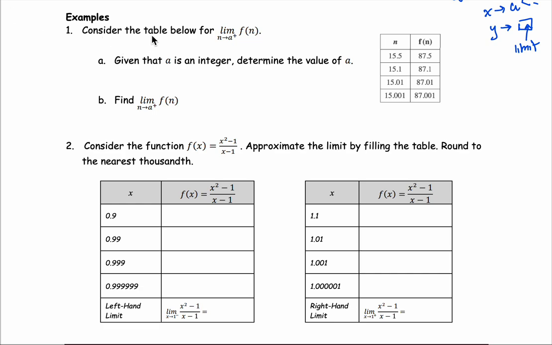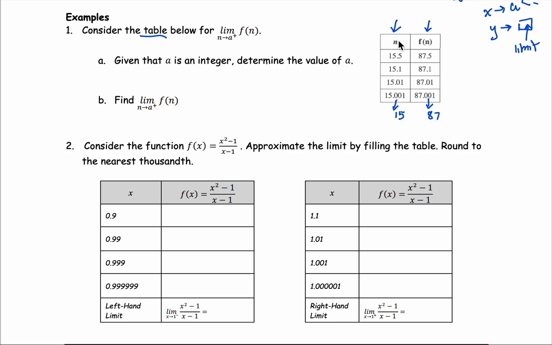For this example, we consider the table which contains the values of n and f of n. As you see, the n values 15.5, 15.1, 15.01, 15.001 are getting closer and closer to the value 15, where the values of the function at n start from 87.5 at n equals 15.5, and then 87.1, 87.01, 87.001. As we see the pattern, we can predict that f of n is approaching the value 87.